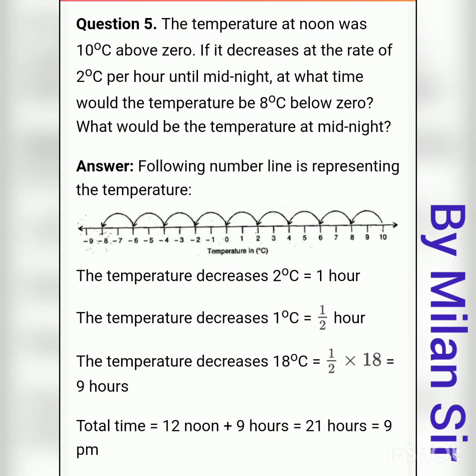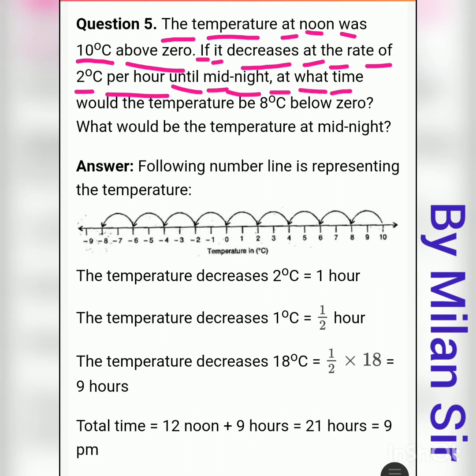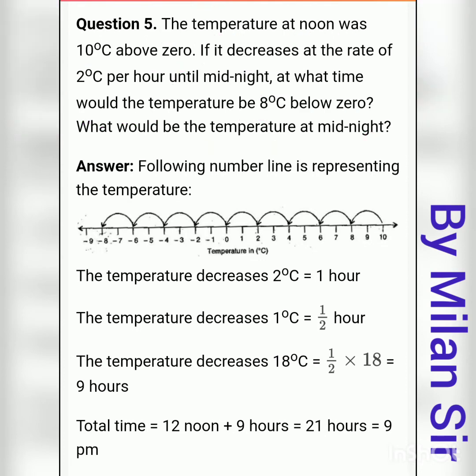After that, question number 5. First of all, read this question. The temperature at noon was 10 degrees Celsius above 0. If it decreases at the rate of 2 degrees Celsius per hour until midnight, at what time would the temperature be 8 degrees Celsius below 0? What would be the temperature at midnight?